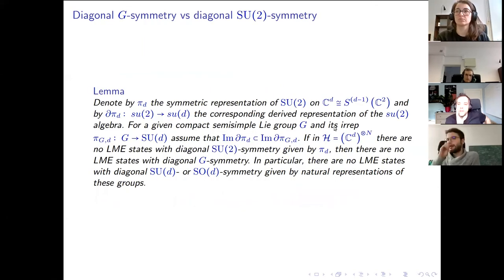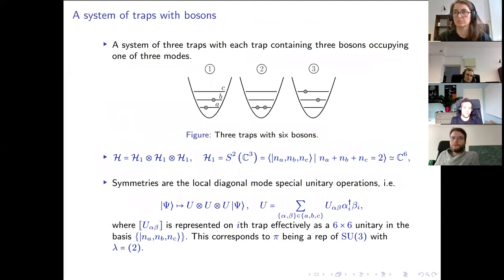It just tells that under some conditions, if there are no LME states with diagonal SU(2) symmetry given by pi_d, where pi_d is the derived representation of the symmetric representation of SU(2), then there are no LME states with diagonal G symmetry. So this is just a small lemma. Let me move on, because I wanted to show another application.